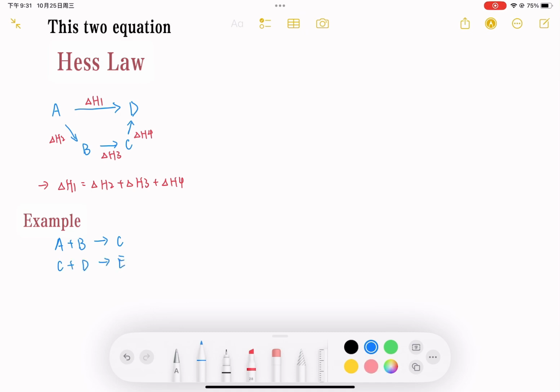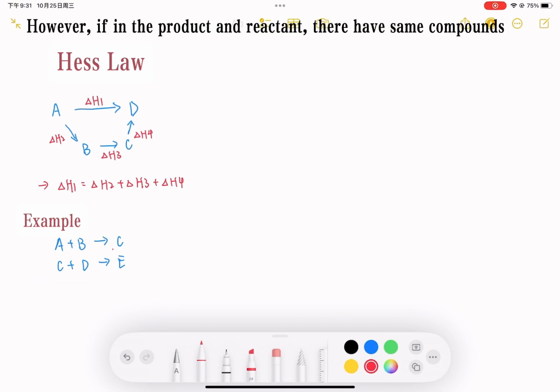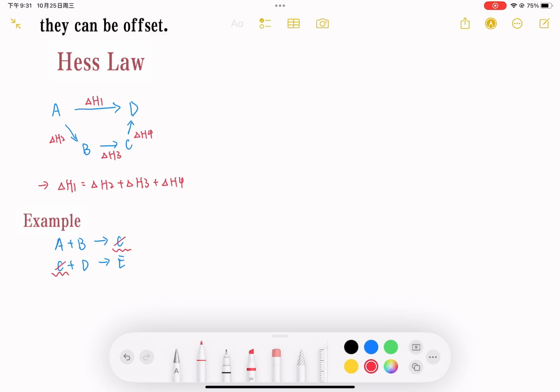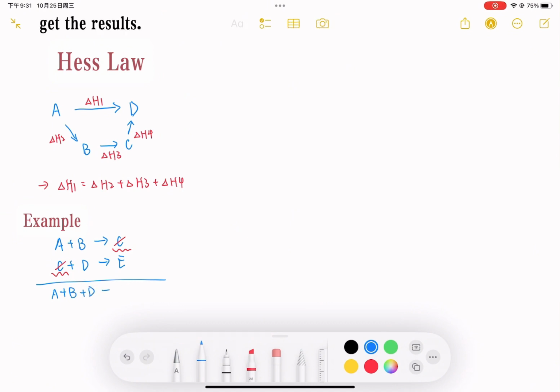These are two equations. How do we add the two equations as one? We should add the products together and add the reactants together. However, if the product and reactant sides have the same compounds, they can be offset. In this example, C can be cancelled. Then the reactants add together, the products add together. Get the result.